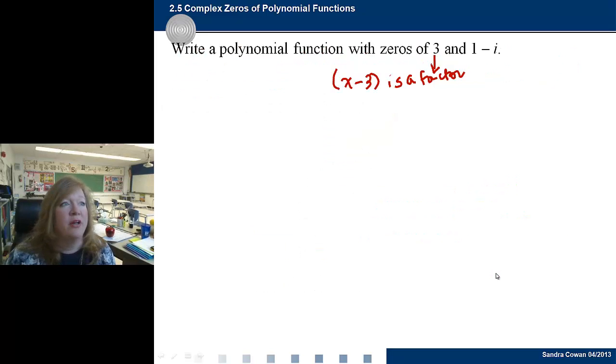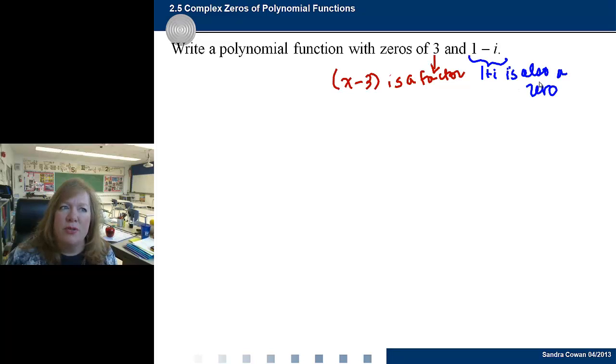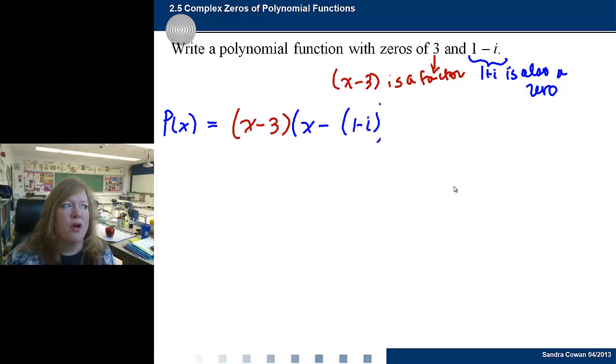That's why it's imaginary. So it says write a polynomial function with zeros of 3 and 1 minus i. If 3 is a 0, you know right away that x minus 3 is a factor. Also, if I have 1 minus i as a 0, you know that 1 plus i is also a 0. So we're going to have x minus this guy, and x minus this guy would also be factors of our polynomial.